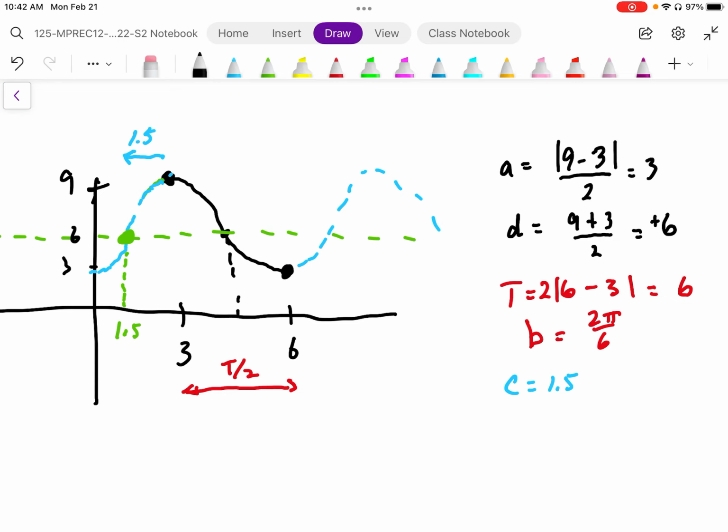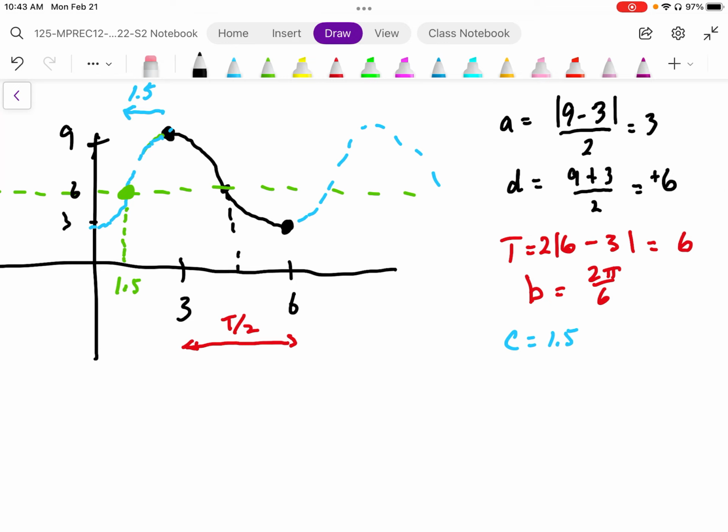So once we have all those parts, we're just going to write the equation. It's going to be y equals my amplitude. It's a sine function. It's going to be the b value of 2 pi over 6. The horizontal shift is going to be positive 1.5. The vertical shift goes on the outside of plus 6, and that's our middle line.